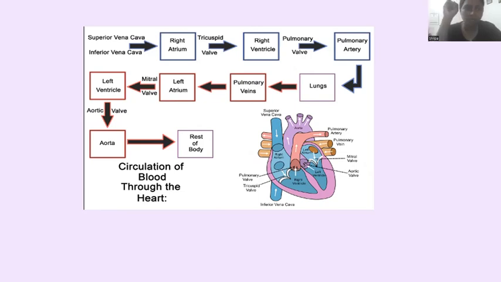So the blood passes via the right atrioventricular valve, where it reaches the right ventricle, and from there the blood is pumped out to the pulmonary artery, the only artery in the body which carries deoxygenated blood. So deoxygenated blood is carried by the pulmonary artery.